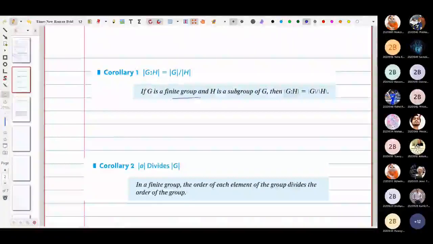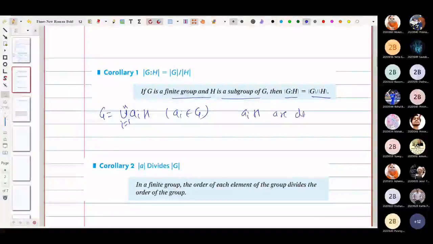So if G is a finite group and H is a subgroup of G, then the index of H in G equals the order of G divided by the order of H. This is a direct implication of the last theorem that we wrote: G is a union of distinct cosets a_i H, where a_i belongs to G, i from 1 to n, and because the a_i H are distinct, they are disjoint.